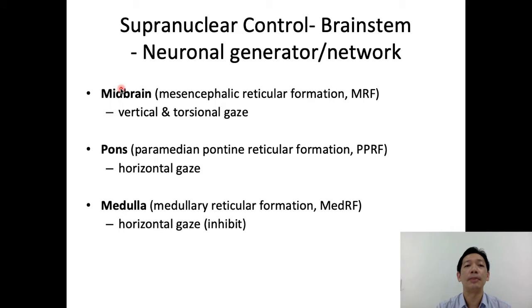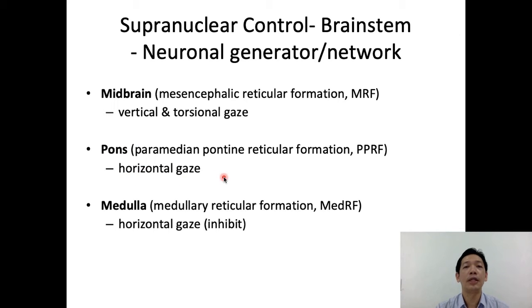In the midbrain, as mentioned, the mesencephalic reticular formation is in charge of vertical and torsional gaze. The most important is the vertical here. The pons, as you all know, is the most familiar because this is the most common question. It's the paramedian pontine reticular formation in your pons, the horizontal gaze center. But at the same time, the medullary reticular formation does supplement the horizontal gaze as well. How does it supplement? It inhibits the unnecessary impulses that are initially driven by your PPRF.